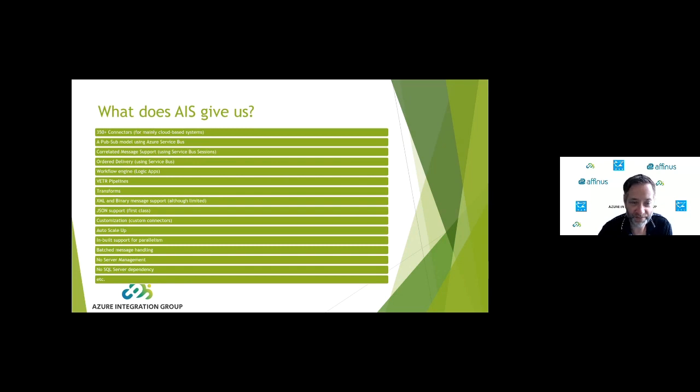In terms of numbers, AIS gives us, I've counted, 351 connectors. It keeps going up seemingly every week. So there's over 350 connectors connecting to different systems, although they're mainly cloud-based systems. Whereas a lot of the BizTalk ones are technical connectors like HTTP, FTP, TCP, whereas the Logic Apps ones really make it easy to connect to specific things.